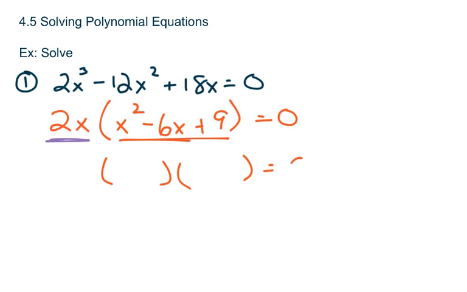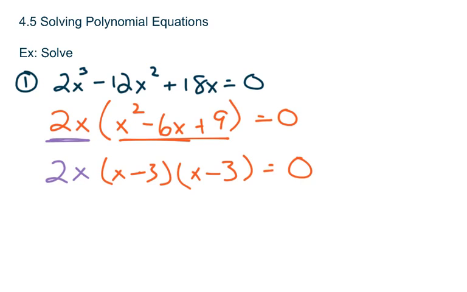The 2x is going to stay out front. Let's see, x squared minus 6x plus 9. We need two numbers that multiply together to get 9 and add together to get negative 6. Those two numbers are going to be negative 3 and negative 3. Okay, so now we have a monomial, we have degree 1, we have degree 1. These are factored.